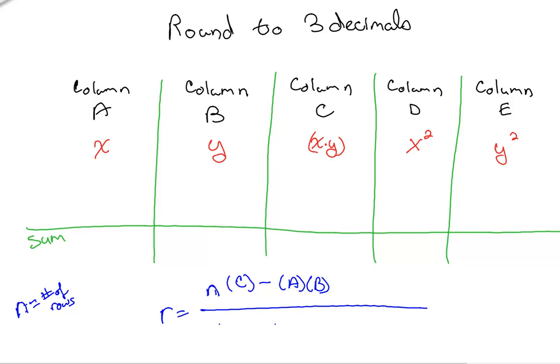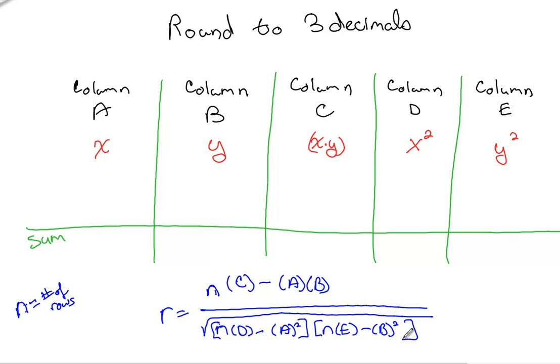And then I have the square root of n times the sum of your x squareds. So that's this column. So that's going to be column D minus the sum of x's squared. So that's going to be column A squared. We're going to multiply that by n times the sum of your y squareds. So that's column E minus the sum of your y's, which is column B, squared.